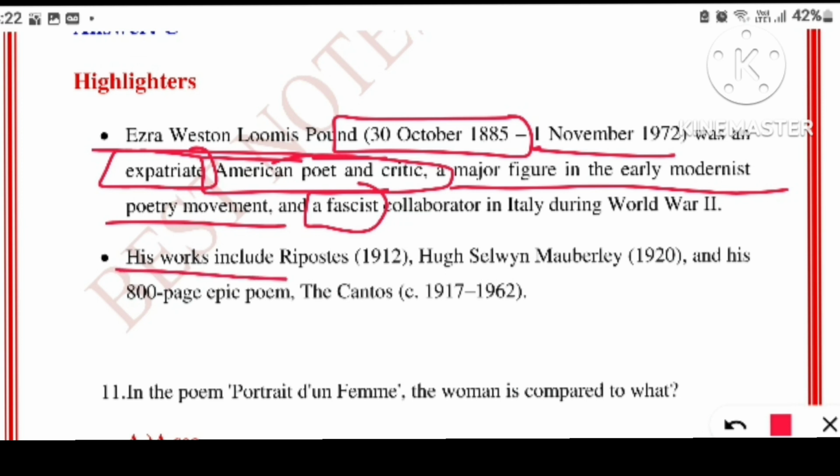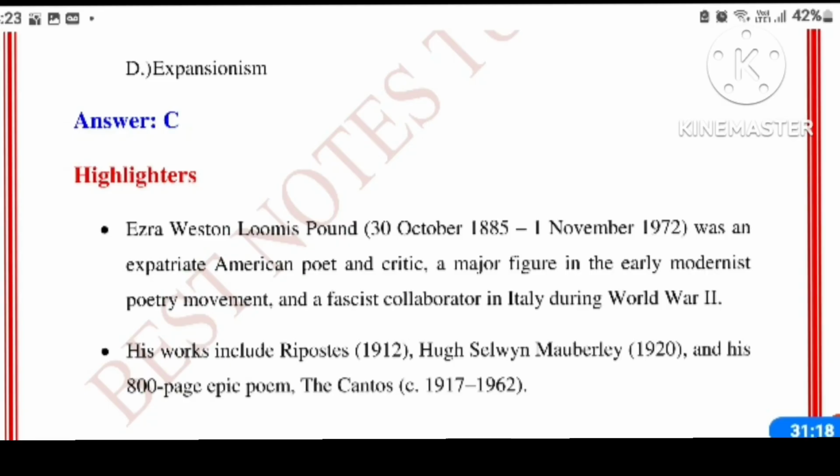His works include Ripostes, which was published in the year 1912, Hugh Selwyn Mauberley, and his 800-page epic poem, The Cantos. Friends, we will wind up today's class here itself.